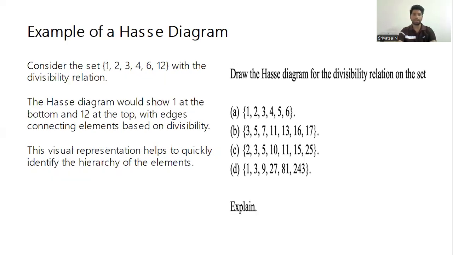Example of a Hasse diagram: consider the set 1, 2, 3, 4, 6, 12 with the divisibility relation. The Hasse diagram would show 1 at the bottom and 12 at the top, with edges connecting elements based on divisibility. This visual representation helps to quickly identify the hierarchy of the elements. Draw the Hasse diagram for the divisibility relation on the set 1, 2, 3, 4, 5, 6, and explain it. It's just a question for us to practice and get a hold on it.